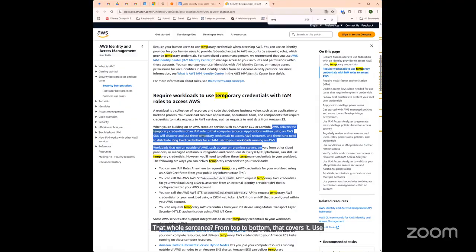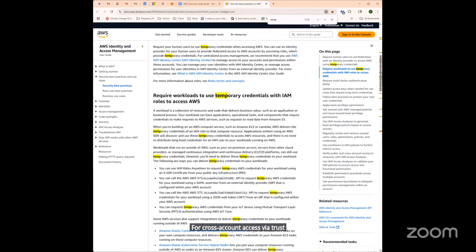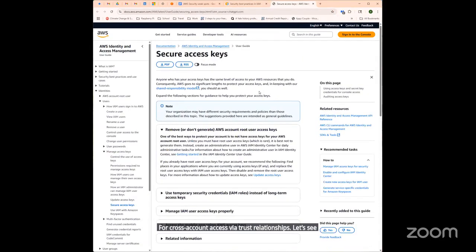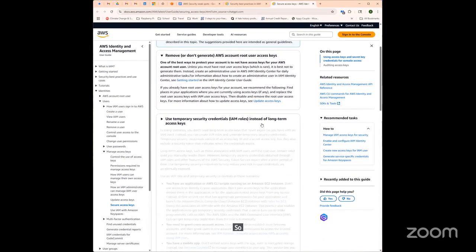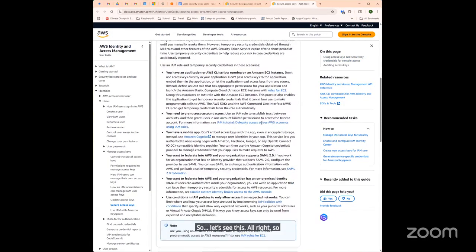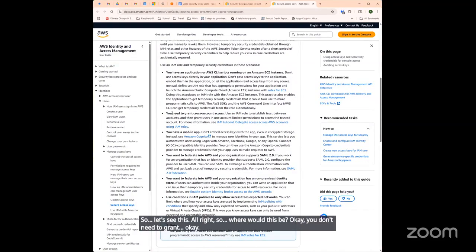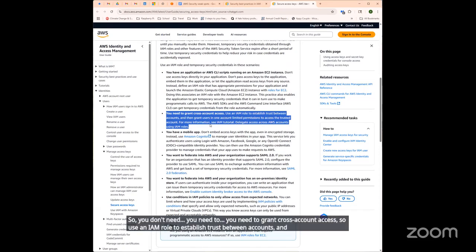Use IAM roles for cross-account access via trust relationships. Let's see, so where would this be? Okay, so you need to grant cross-account access. So use an IAM role to establish trust between accounts, and then grant users in one account limited permissions to access trusted accounts. Okay.